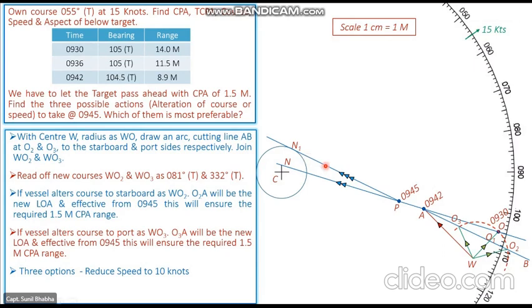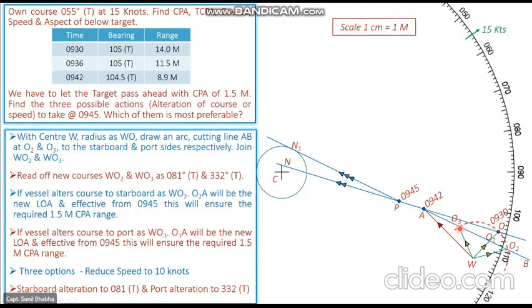Given to us now: first option is reduce speed to 10 knots, resulting in own ship vector WO1. Second option is alter course to starboard to the new course of 081, which is WO2. Third option is alter course to port to a new course of 332 degrees, which is the course of WO3. So with all these three options available to us, we now evaluate the plot, and we are able to observe that these two ships, own ship and the target ship, are crossing with a risk of collision. Own ship is also having the target on her starboard side.